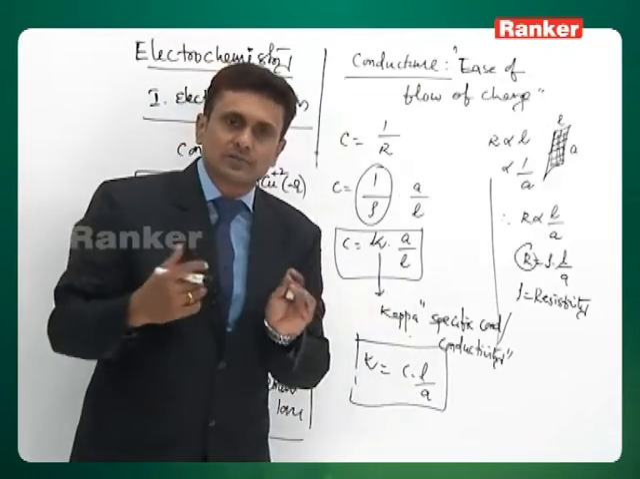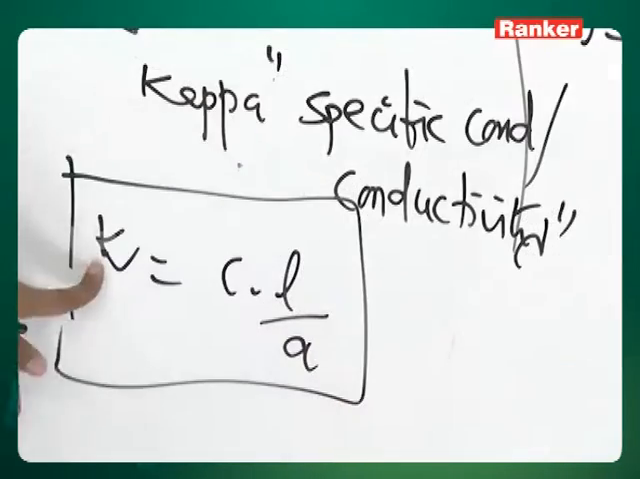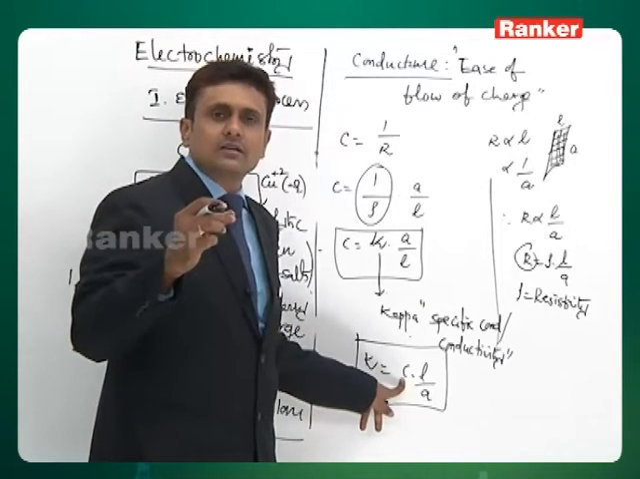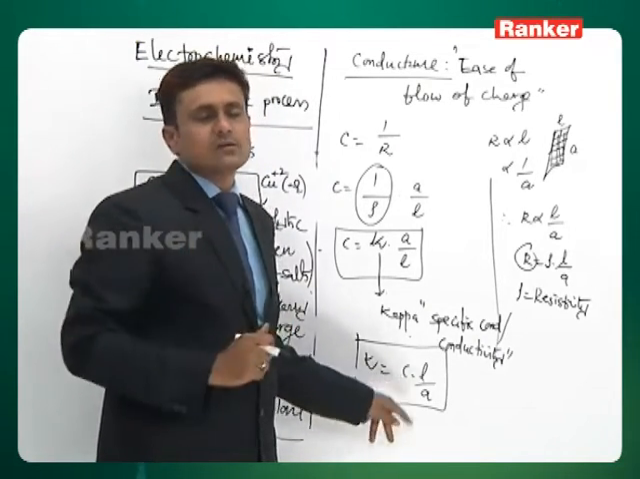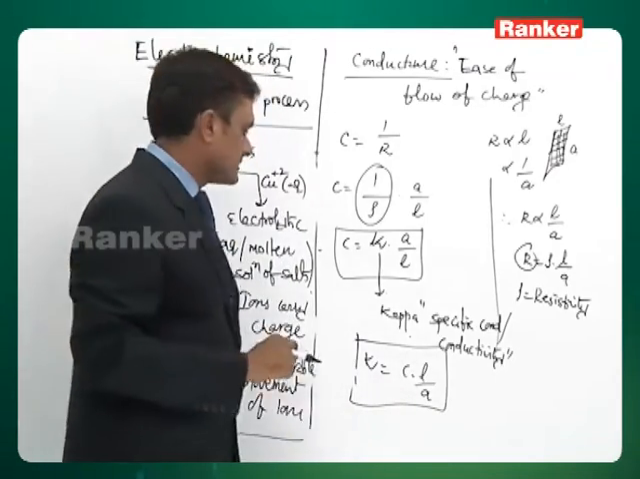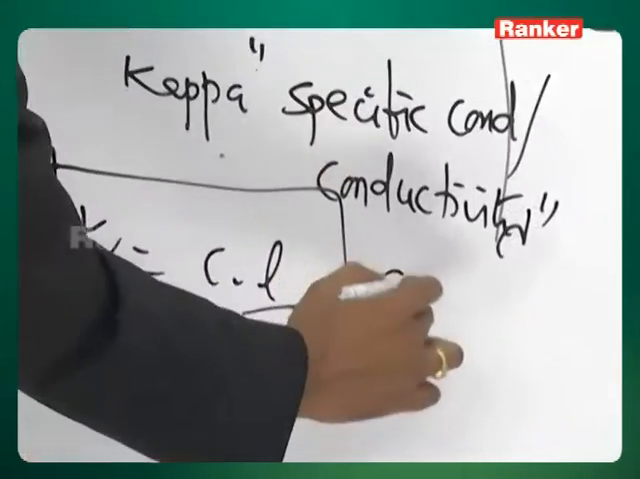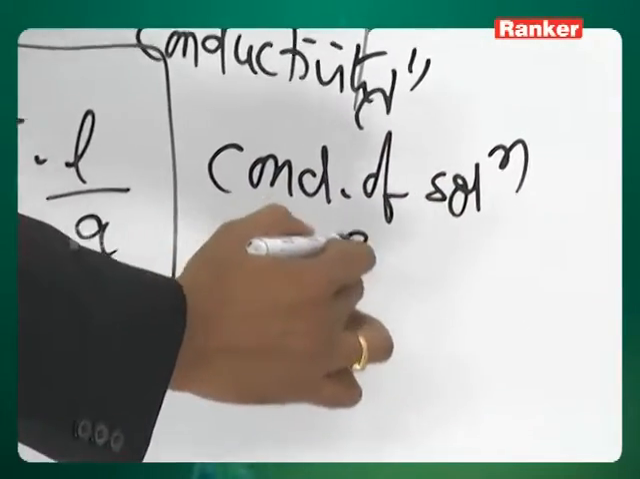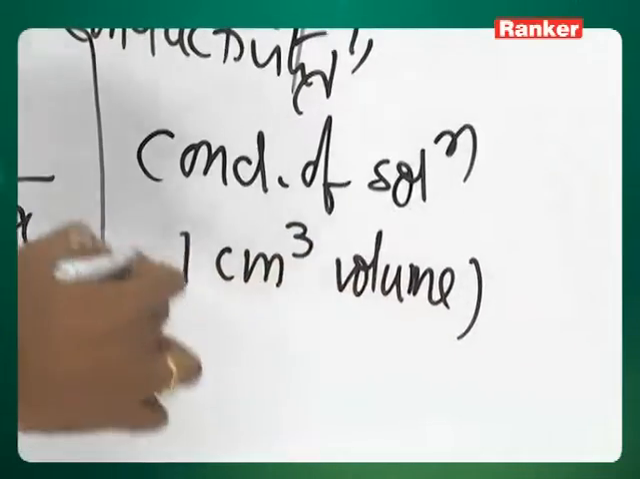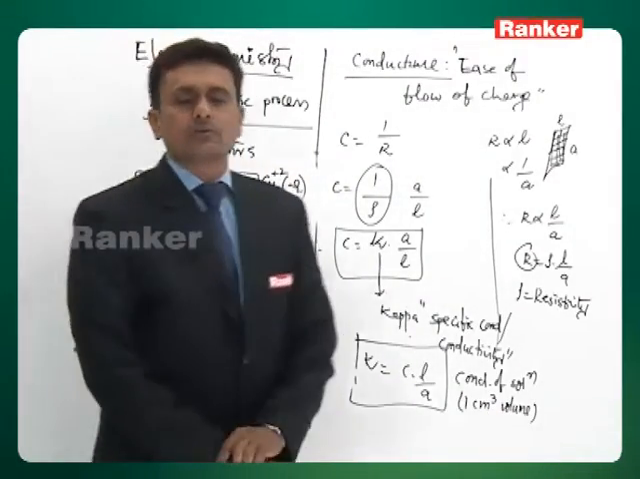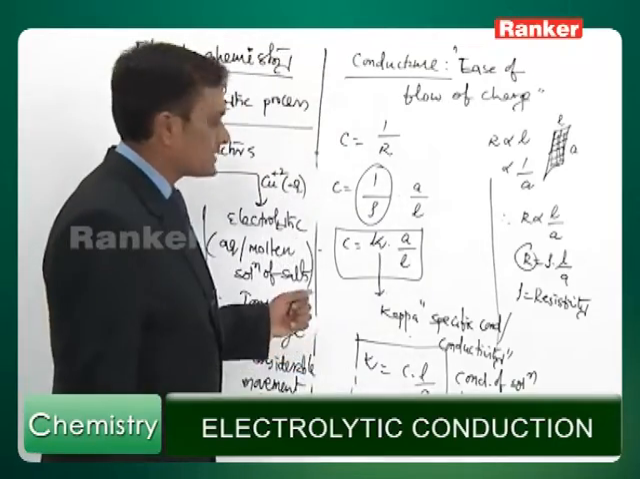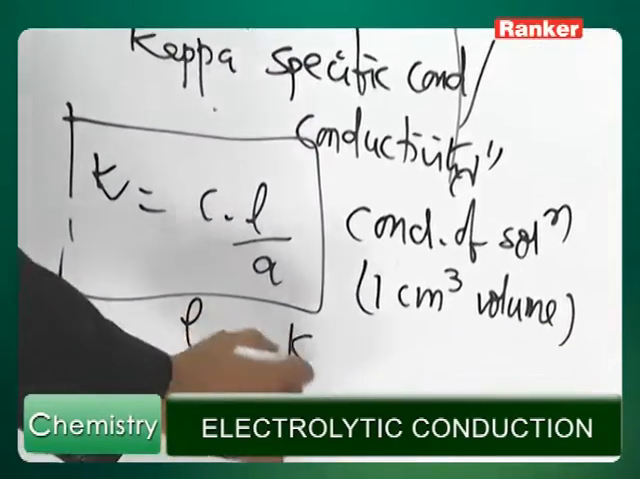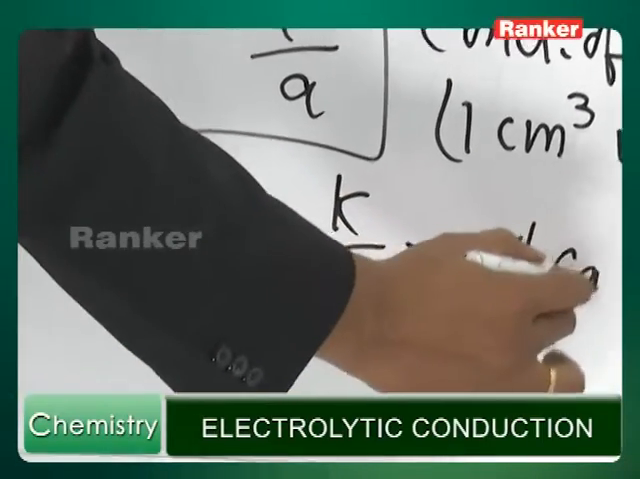So when I am transforming slowly into chemistry or chemical terminology, I say that this K, that is conductivity, is the conductance of any solution whose volume is 1 centimeter cube or 1 milliliter. So I am writing here, this K is the conductance of solution of 1 centimeter cube volume, because L equals 1, A equals 1 centimeter square, volume is 1 centimeter cube. And here L by A, which is going to be constant for a given cell, is referred to as the cell constant.